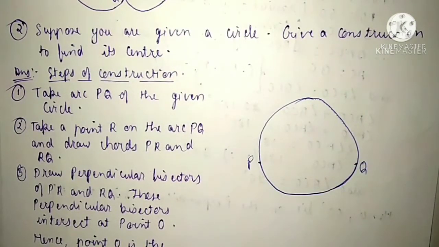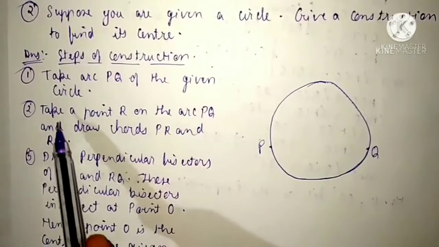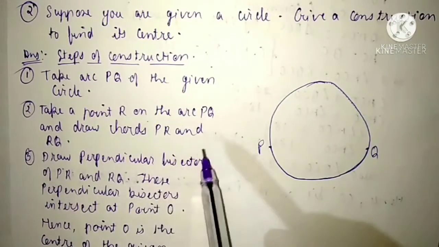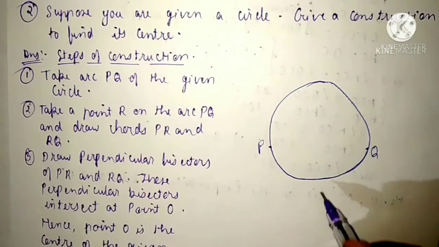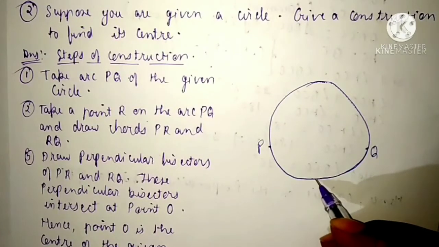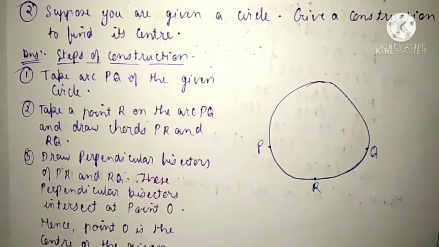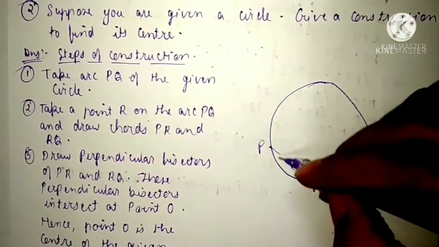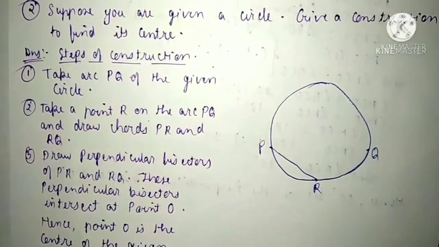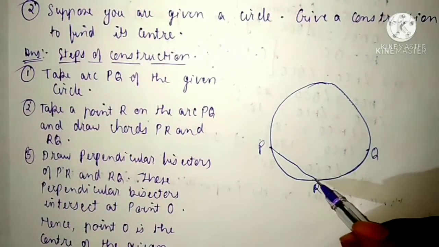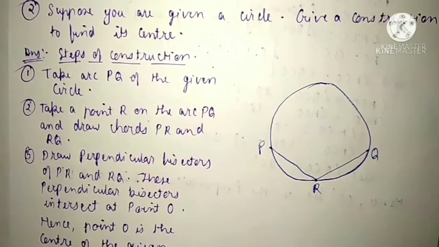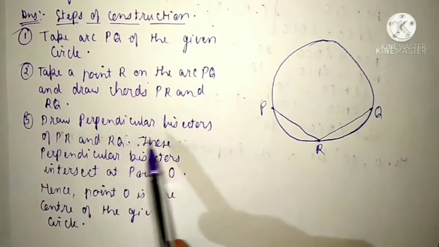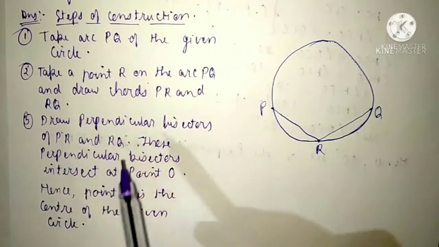Okay, now next point is, take a point R on the arc PQ and draw chords PR and RQ. What we'll do, we'll take point R in this arc. Suppose this is R, and we will draw chords PR. This is PR. Okay, and this is RQ. Now what we will do, third point is, draw perpendicular bisectors of PR and RQ.